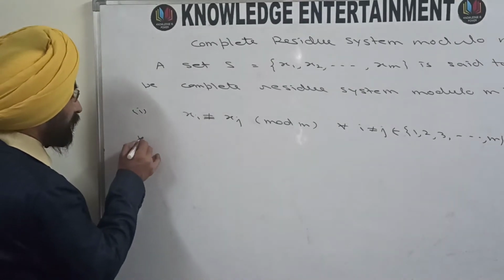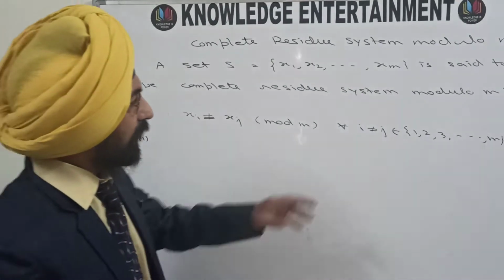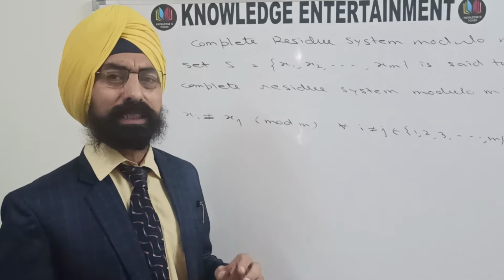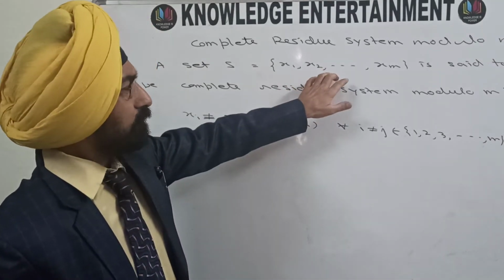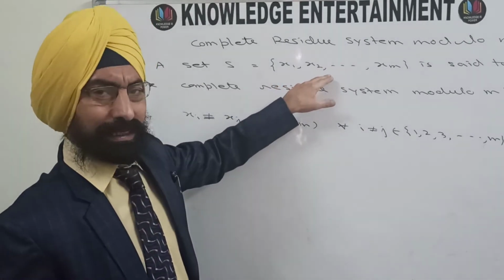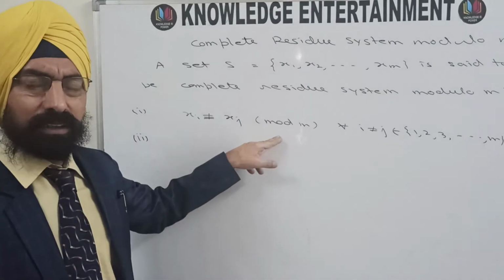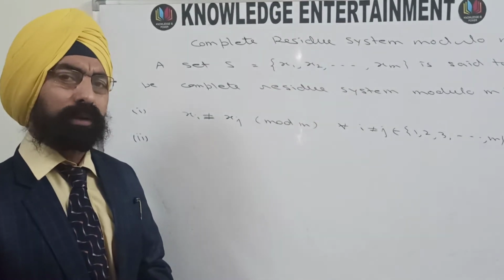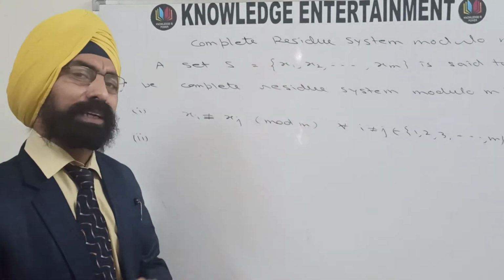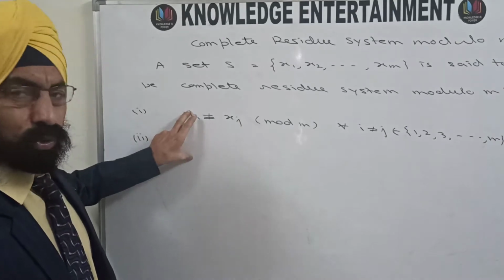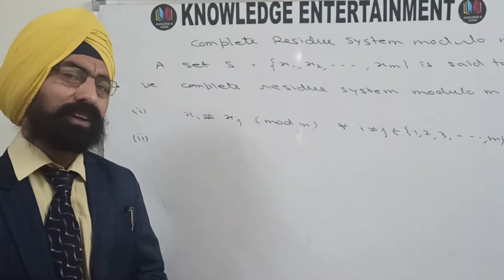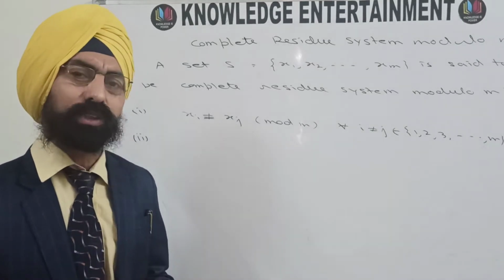In fact, if there are exactly m elements and this condition is satisfied, it will become a complete residue system. The second condition will not be necessary. This is just a necessary condition. Sufficient conditions are there. Even this condition, that means exactly m elements with the first condition, will give you a complete residue system modulo m. Exactly m elements and the second condition will again give you a complete residue system modulo m. Any two conditions will give you a complete residue system modulo m.